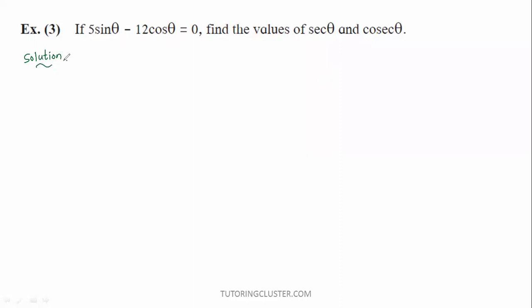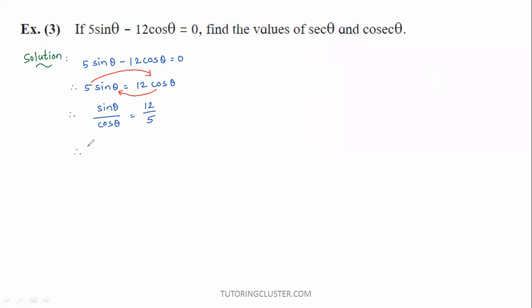See here, what is given to you? 5 sin theta minus 12 cos theta is equal to 0. So what you can write? 5 sin theta will be equal to 12 cos theta. Therefore, sin theta, I am taking this cos theta here, will be equal to 12 upon 5. Yes, is it correct? See what I have done. I have taken cos theta on this side and I have taken 5 on this side. Hope you have understood. Now, what will be sin theta upon cos theta? Tan theta, which is equal to 12 upon 5.